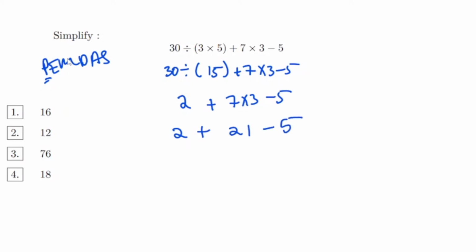And now we're just working from left to right with addition and subtraction. So we do whichever one comes first on the left. So 2 plus 21 is 23, minus 5. And 23 minus 5, well, that's just 18.